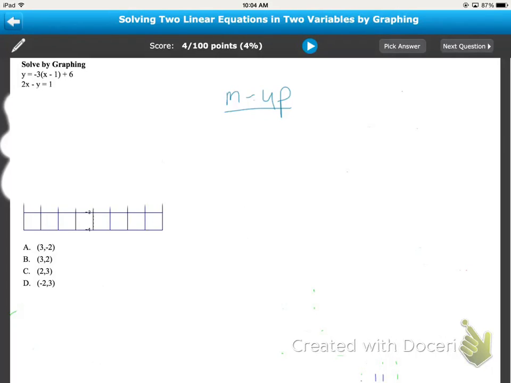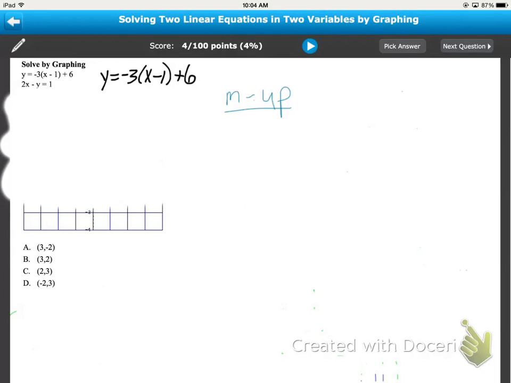All right, so we're going to take this problem. We're going to take the first one, put it into just y equals. So if I have y equals negative 3 times x minus 1 plus 6, what's the first step I would do here? Distribute. All right, distribute it.